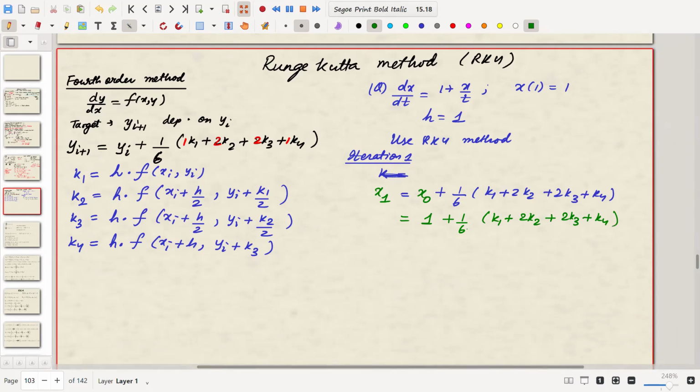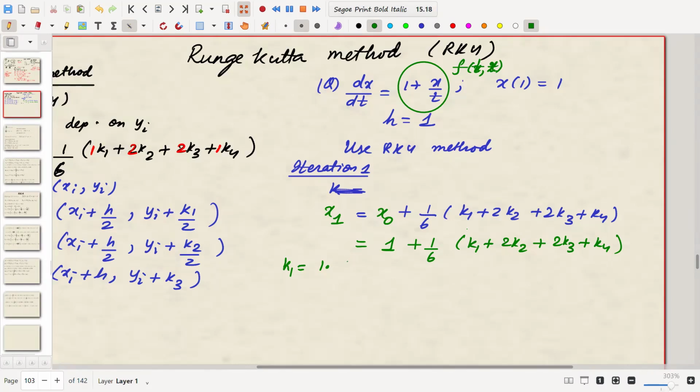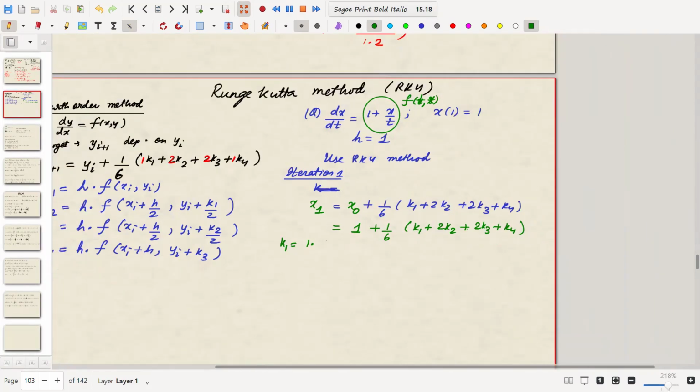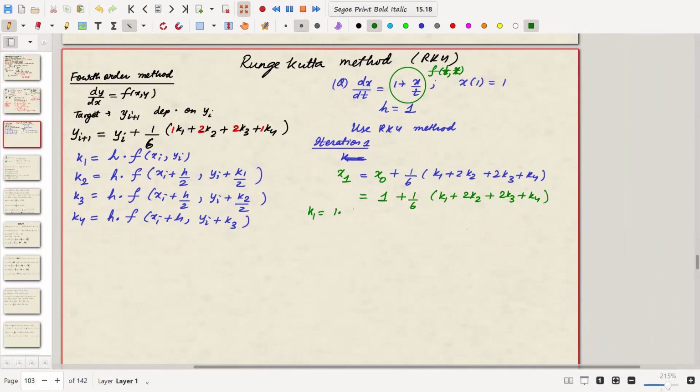Now what are the ki's? That's what we have to find. So what is k1? H is 1. 1 times f of x comma t, right? Yes, t comma x. Check the notes on the left. Yes, f of t comma x. So what is t comma x? 1 plus x naught by t naught. That is equal to 1 times 1 plus 1 by 1. That is equal to 2.